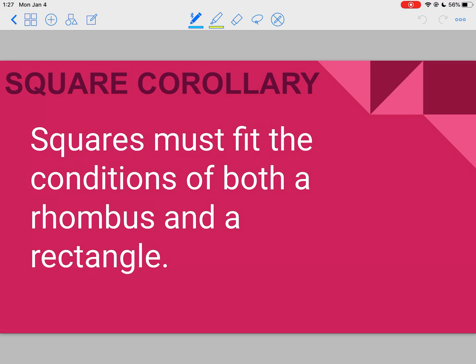The square corollary, which means that it takes things that came before it and makes it a little more specific, says a square has to fit the conditions of both a rhombus and a rectangle. So in order to prove that something is a square, you would have to show that it is a rhombus and a rectangle. Once you have proved both of those things, it's automatically a square.